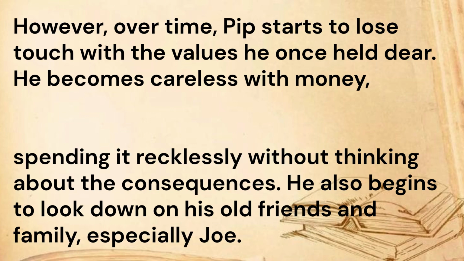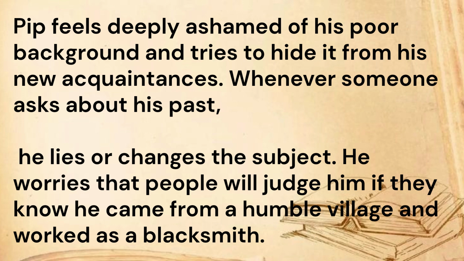However, over time, Pip starts to lose touch with the values he once held dear. He becomes careless with money, spending it recklessly without thinking about the consequences. He also begins to look down on his old friends and family, especially Joe. Pip feels deeply ashamed of his poor background and tries to hide it from his new acquaintances. Whenever someone asks about his past, he lies or changes the subject.